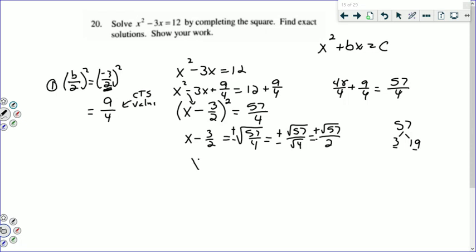So let's clean up a little bit. X minus 3 over 2 equals plus or minus square root 57 over 2. We have to get that 3 over 2 over to the other side. X equals 3 over 2 plus or minus square root 57 over 2. And that is our answer.